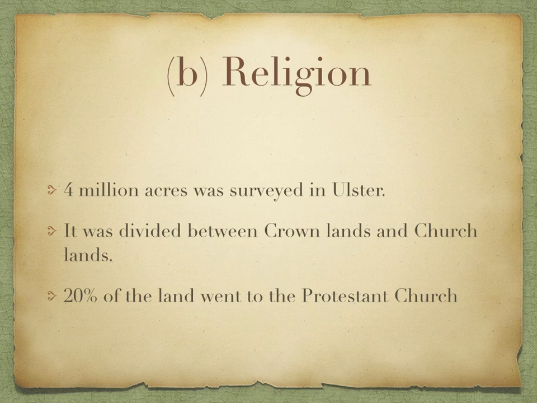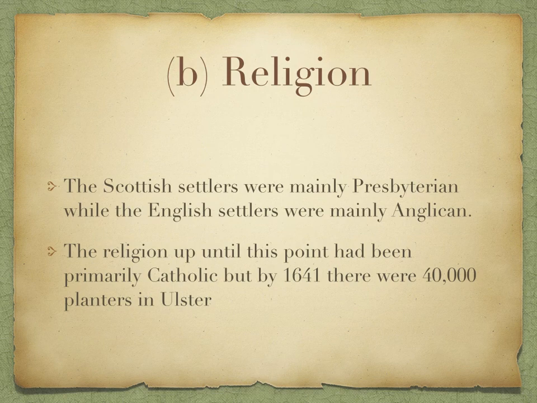So 4 million acres was surveyed in Ulster to be divided up, and it was divided up between crown lands and church lands. 20% of that 4 million acres went to the Protestant church. Now remember, this had mainly been a Catholic country up until this point. The Scottish settlers who came were mainly Presbyterian, while the English settlers were mainly Anglican, both branches of the Protestant church. So now you've got these new churches coming in and automatically owning 20% of the land outright for themselves, with the other 80% going to the crown.